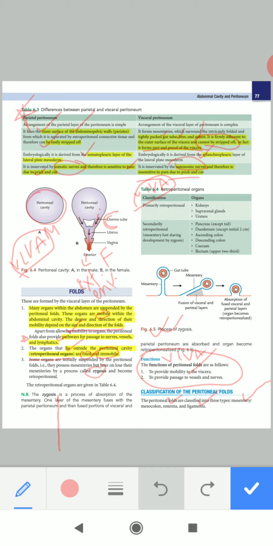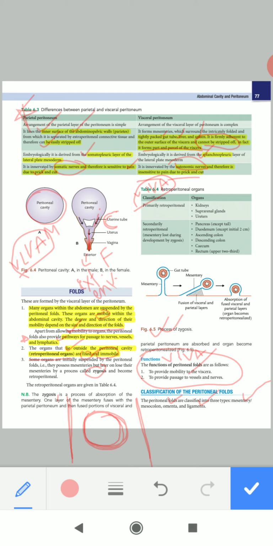But in case of intraperitoneal organs, that means those organs which are mobile, they are covered by the peritoneum. That means if it is an intraperitoneal organ, anteriorly and posteriorly they will be covered by the peritoneum or peritoneal fold.